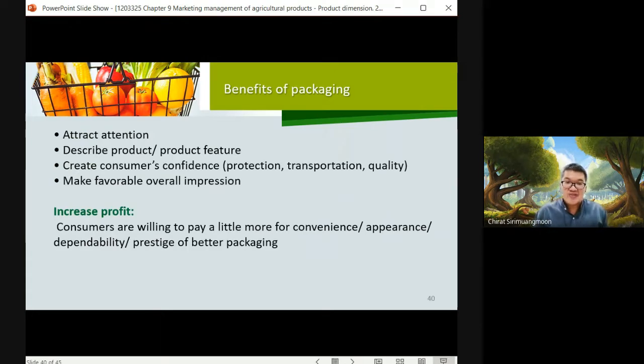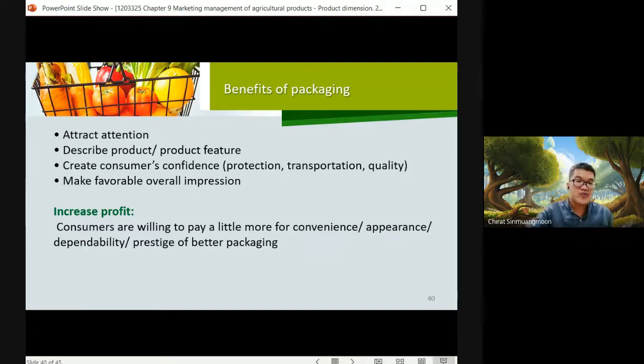So why do we need to have packaging? Of course, first, when you're dealing with agricultural products, you need to draw attention. If you have good packaging, it will make the consumer want to see your product. And packaging is used to describe the product and the product features. It will let you know what the function is, will let you know about the good things, and create consumer confidence.